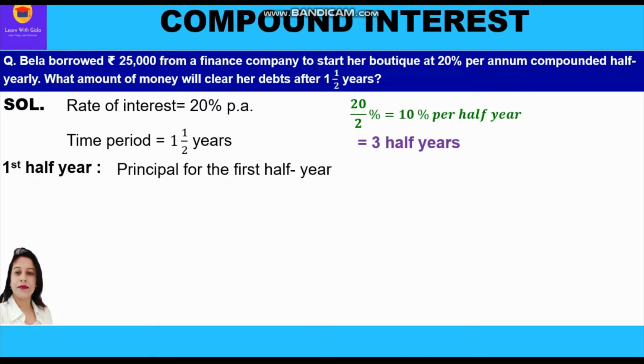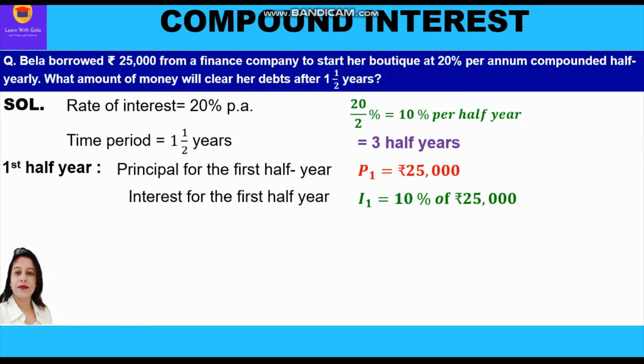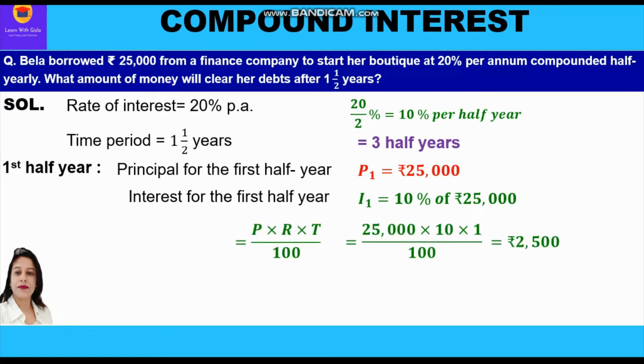Now we'll start with the first half year. Principal for the first half year is rupees 25,000. Now interest for the first half year shall be calculated at the rate of 10% on this principal, that is rupees 25,000. And we shall apply the formula of simple interest for 1 year. As we know that for the first year, the simple interest and compound interest is same. So we shall apply the formula of simple interest for 1 year, that is PRT upon 100. And so we shall write 25,000 into 10 into 1 upon 100, which is equal to 2,500.